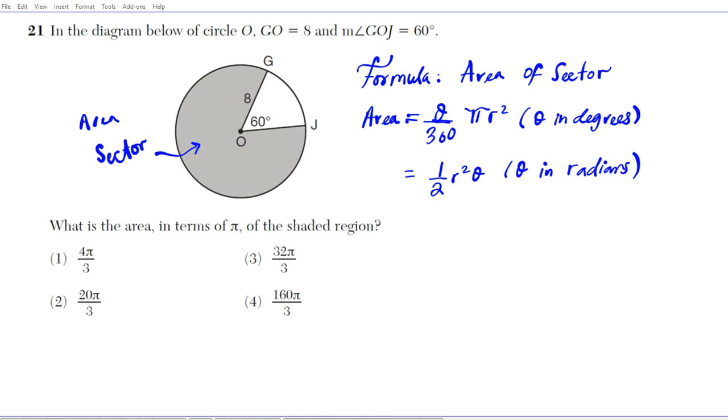All right, so to solve this problem, we just need two pieces of information. We need what theta is, the central angle, and the radius. So let's go ahead and find theta first. You need to be careful with this problem. We're looking for the area of the shaded region. So we're looking for this area right here. So we need this angular measure right here.